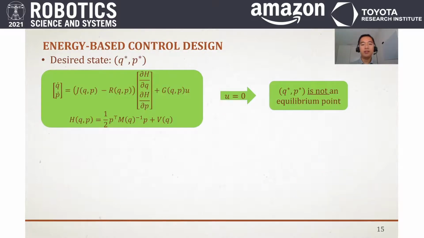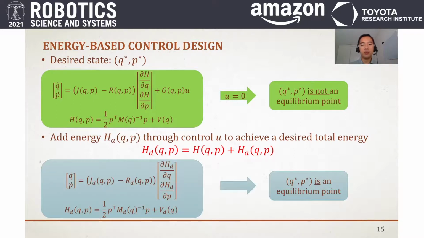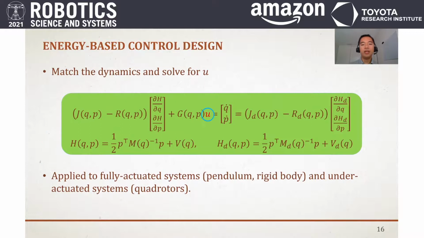The main idea is that without any control, the learned dynamics does not have the desired state as an equilibrium. So we need to add energy through the control u to achieve a desired total energy that has an equilibrium at the desired state. To find the control, we just need to match the two Hamilton's equations and solve for u. We then apply our energy-based controller to both fully actuated systems like pendulum and rigid body, and under-actuated systems like quadrotor.